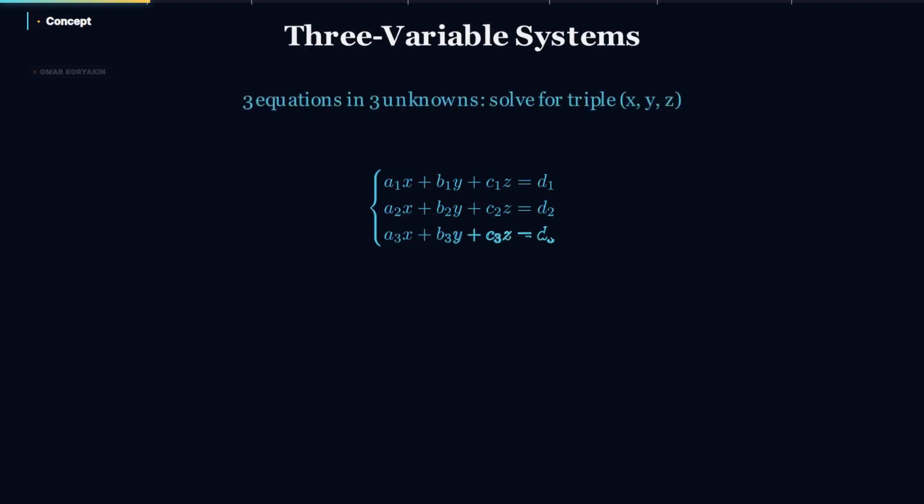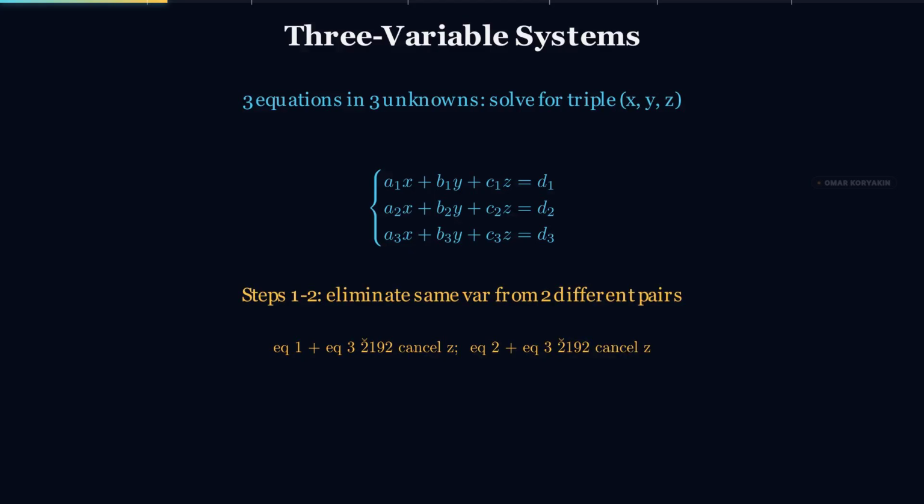A 3-variable linear system has 3 equations in 3 unknowns x, y, and z, each equation describing a plane in 3-dimensional space. The solution to the system is a triple of values that makes all 3 equations true simultaneously, geometrically the unique point where all 3 planes intersect. Here is the 4-step solving strategy.